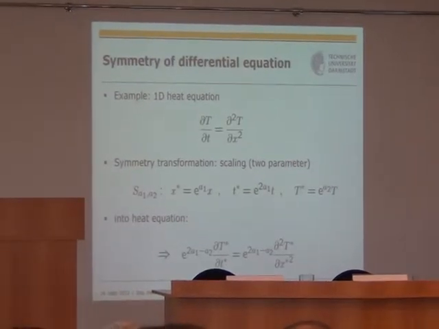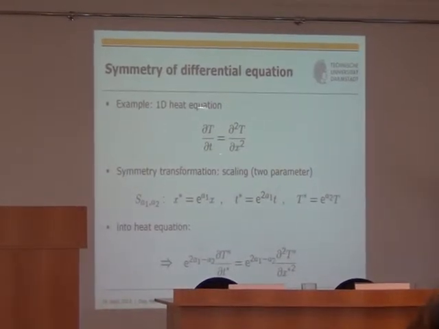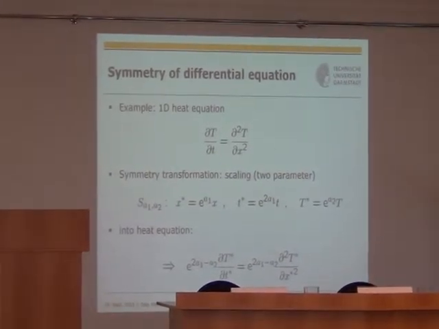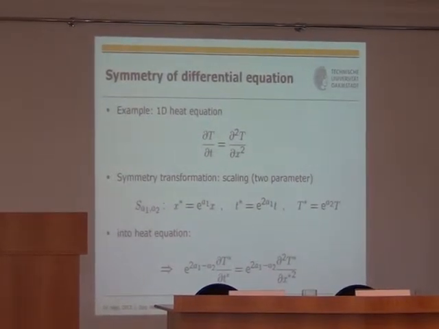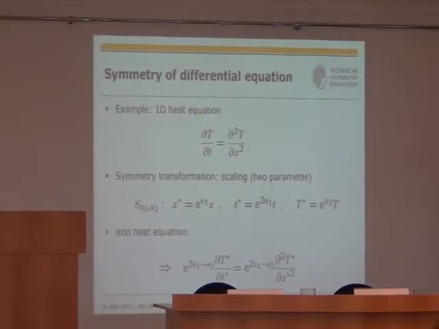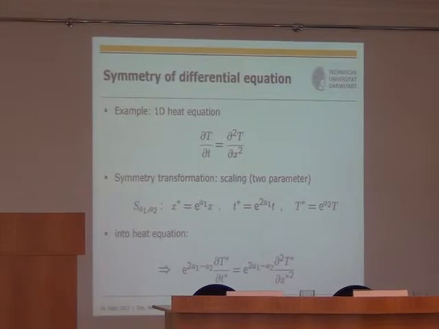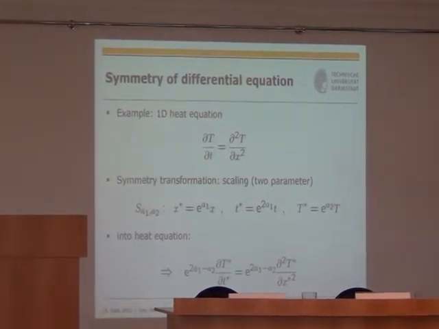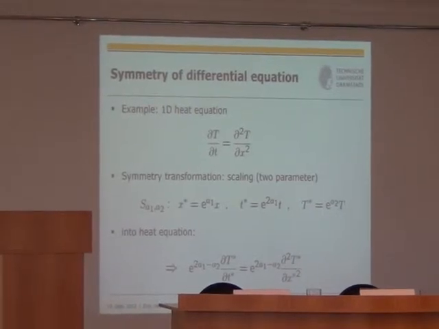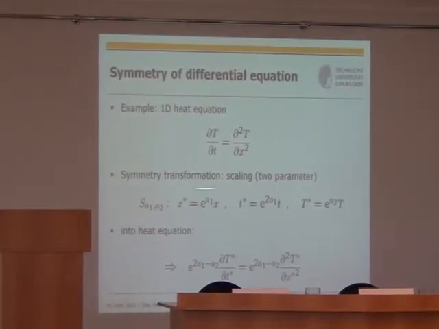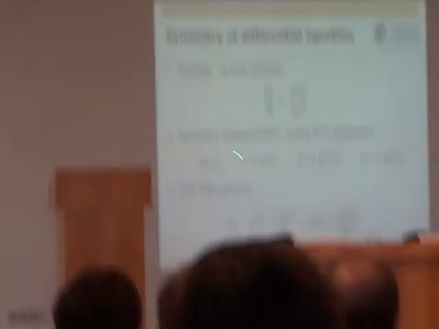So this is a simple example. Those who studied physics, mathematics, engineering, they have seen this equation before. This is the heat equation. It's simply an equation that describes the propagation of heat in a rod. So if we have a long rod, and we put in heat here, it propagates, it's spreading out. This is the heat equation, here the simplest version in 1D. So a symmetry transformation, and that is what I said before.